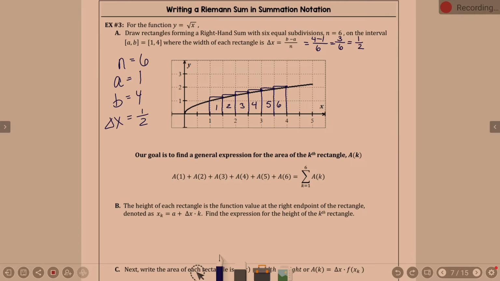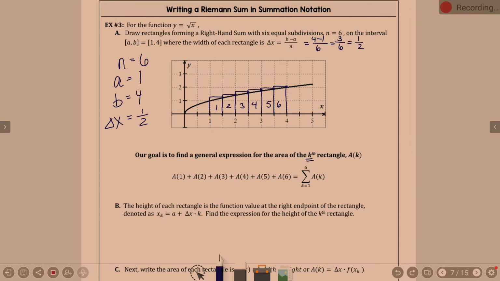So our goal is to find a general expression for the area of the kth rectangle. In other words, A of k. Because, again, this is a limit. If you recall from the first lesson, it's a limit that goes as it approaches infinity. So we're trying to make an exact answer here. Now, we're going to be talking about the kth rectangle in B.